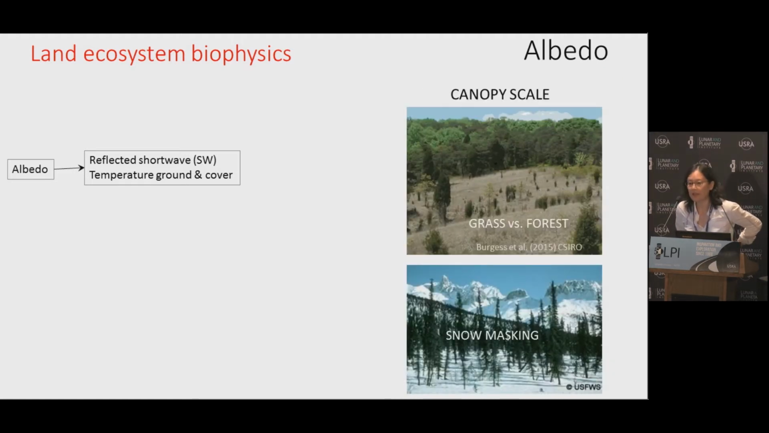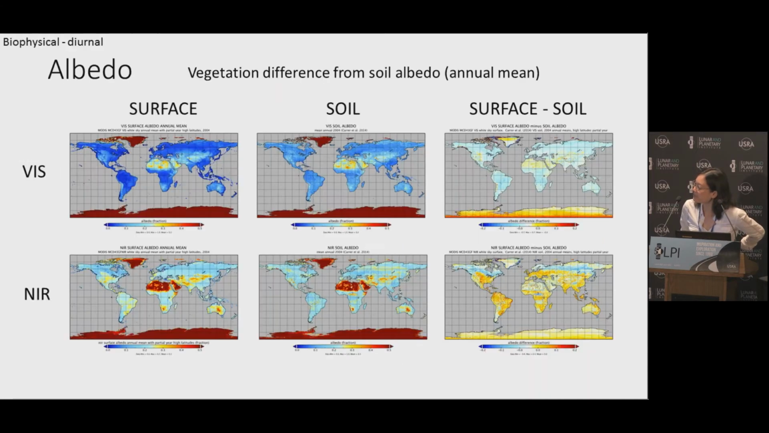When those leaf and soil spectra scale up to the canopy scale, then you get whole ecosystem features for albedo. Most distinctly different are grass versus forest albedos, and then the effect of tree canopies on snow masking, which can affect the timing of snowmelt.